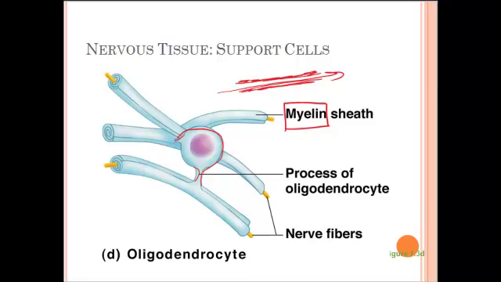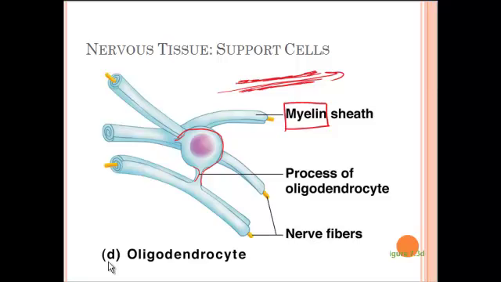Perhaps you've heard of a disease called multiple sclerosis. And sclerosis is the breakdown of the myelin sheaths in the brain. And so people that have multiple sclerosis lose functioning of their nervous system because basically their brain is short-circuiting. It's not able to work how it's supposed to.